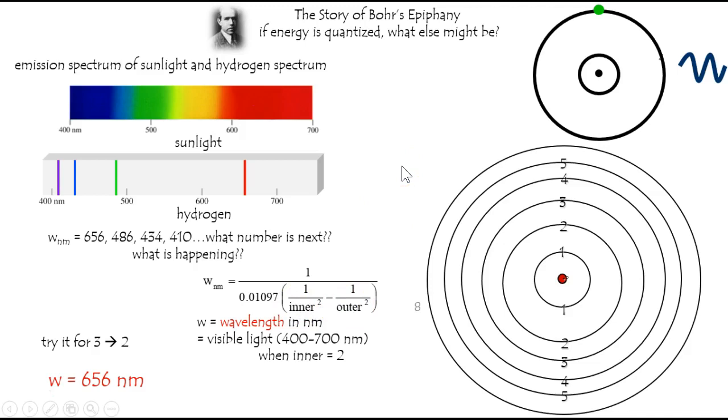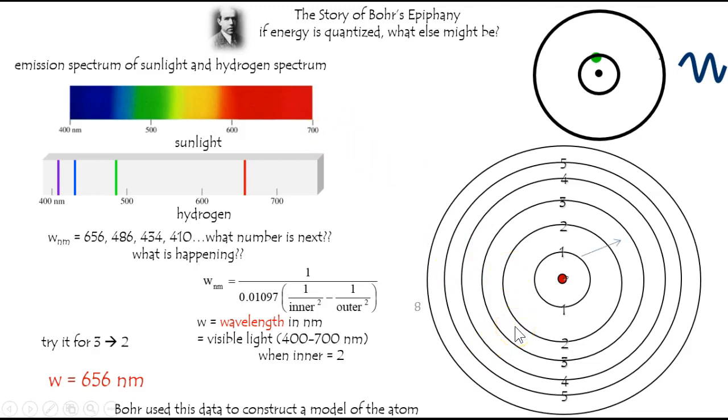Bohr realized this might simply be shells where the electrons are. Here's what it would look like when you go from 2 to 1. 2 being outer, 1 being inner. It simply goes down from there, releases some energy, and you could calculate it. It wouldn't be in the visible part of the spectrum, but it would be there nonetheless. Now, if this is really true, you should be able to calculate all sorts of different wavelengths, and you can.